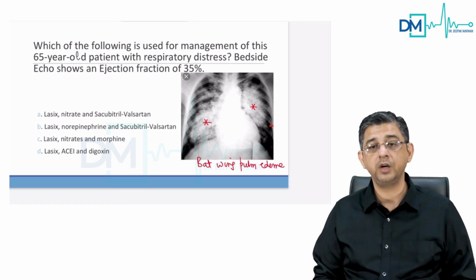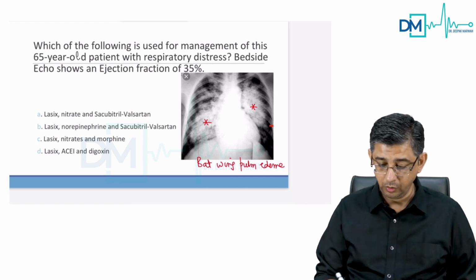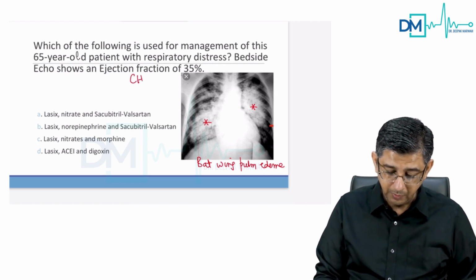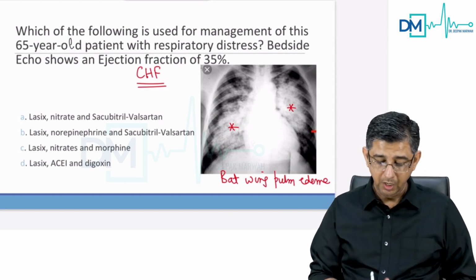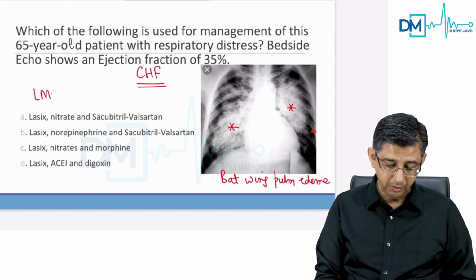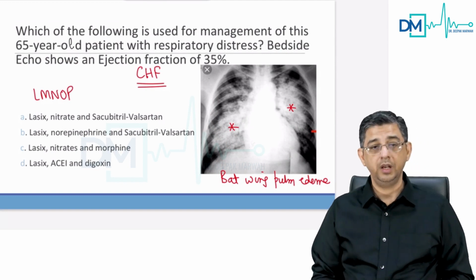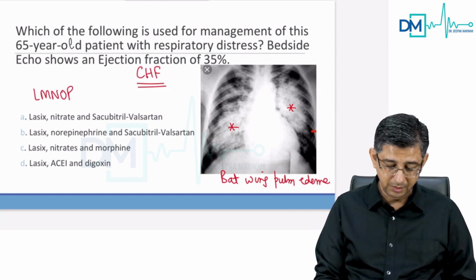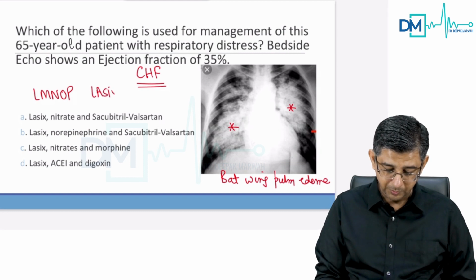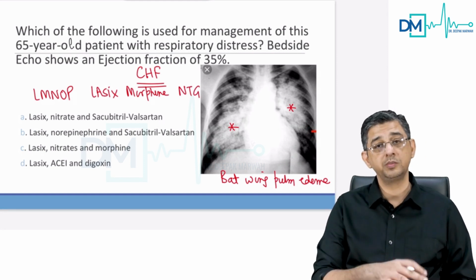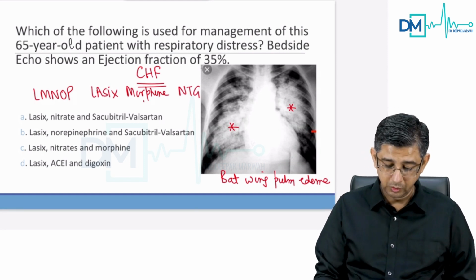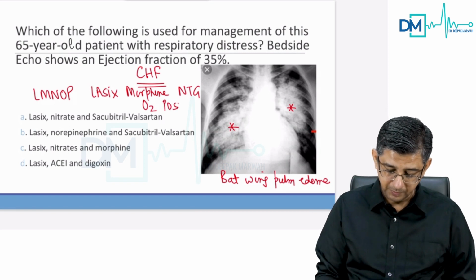On account of the bat wing pulmonary edema present in the patient and a low ejection fraction, I am keeping the diagnosis as congestive heart failure. For management of congestive heart failure, we need to give the following protocol: LMNOP, that is, L is Lasix, which is present in all four options; morphine, because it reduces pulmonary edema; nitroglycerin, because it reduces both preload and afterload; then obviously oxygen and positioning of the patient.